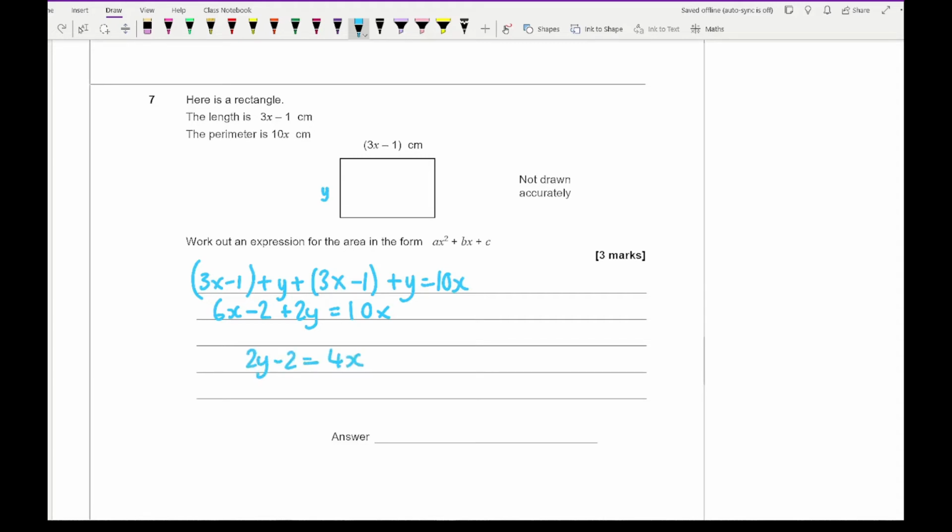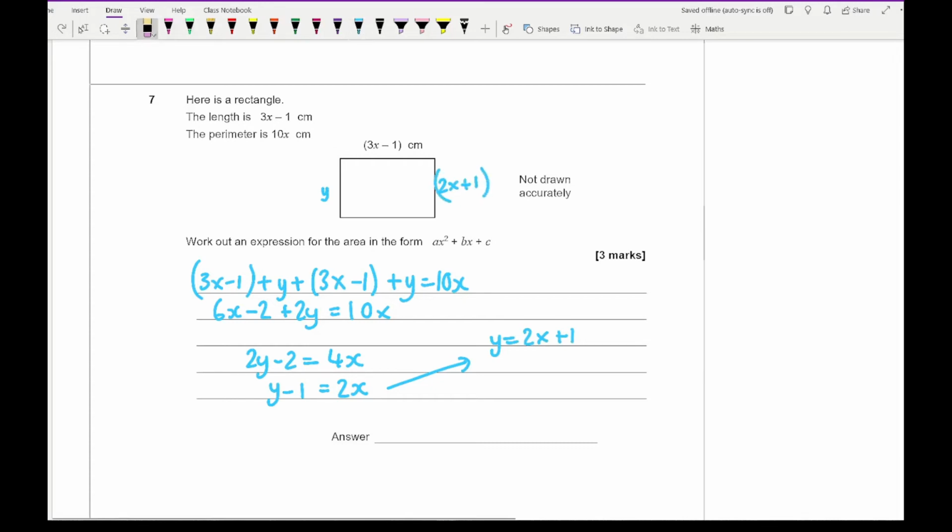Looking at this, if I divide everything by 2, I've got y minus 1 equals 2x. So y equals 2x plus 1. So this length here is 2x plus 1.